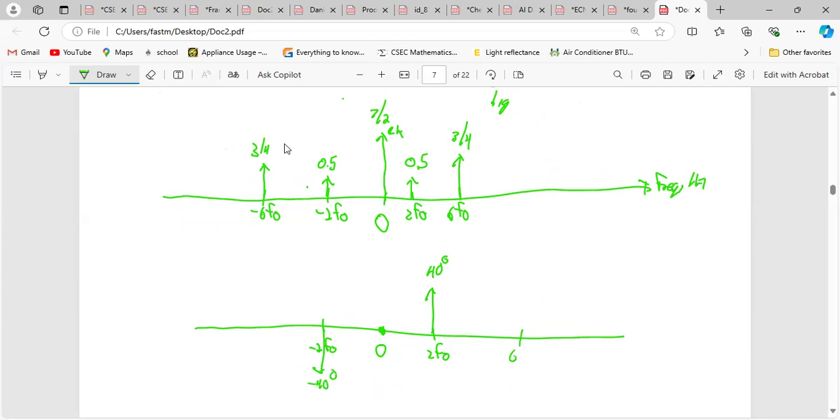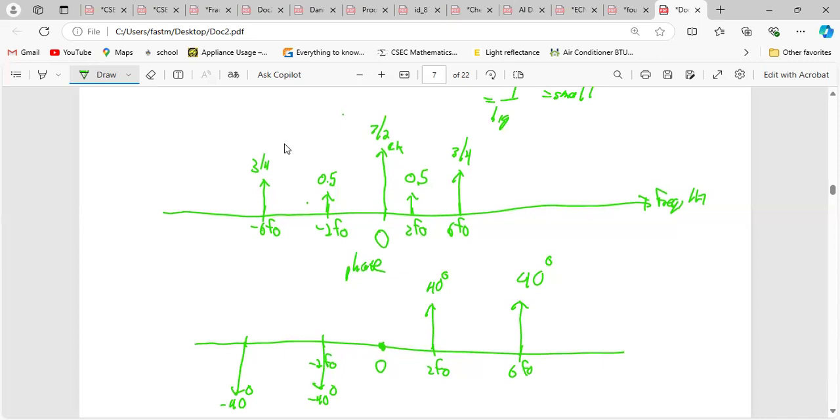And at 6 F naught, it's 40. And at minus 6 F naught, it is minus 40 degrees. And that is your phase. Yeah, that is it. That is basically it.